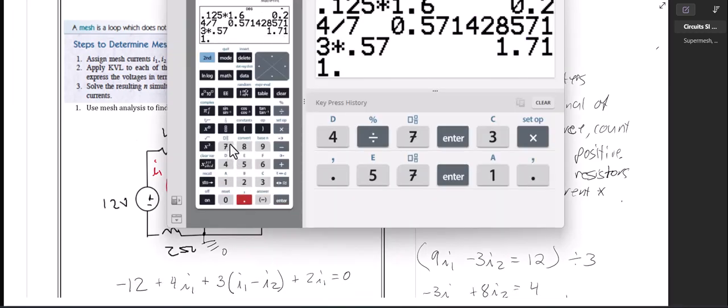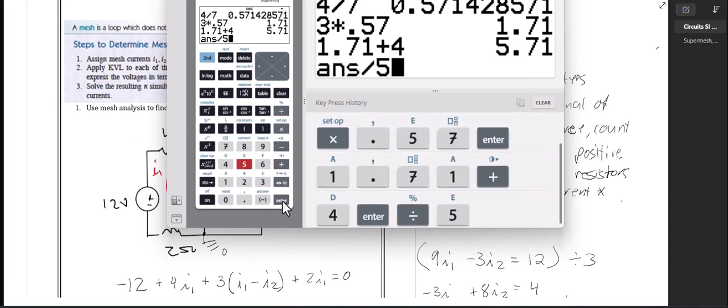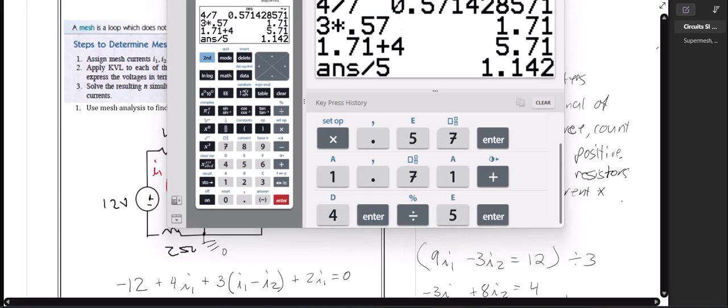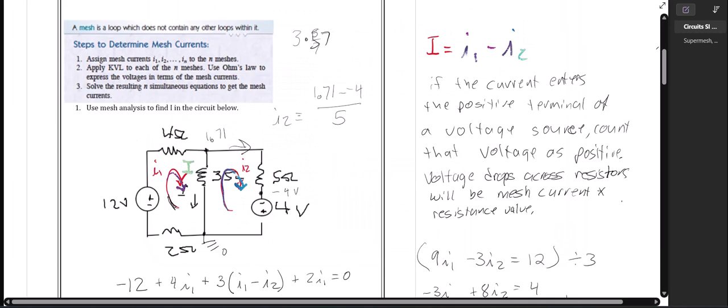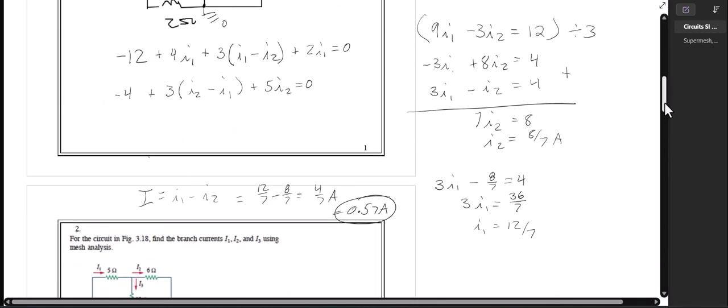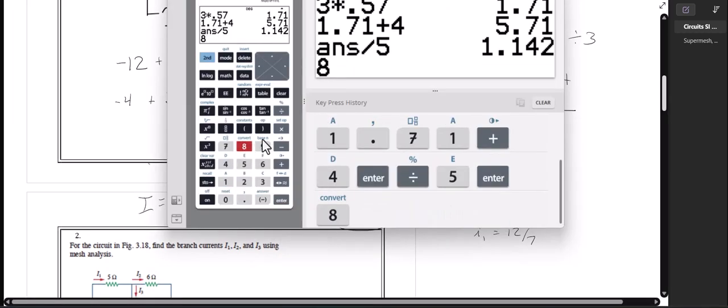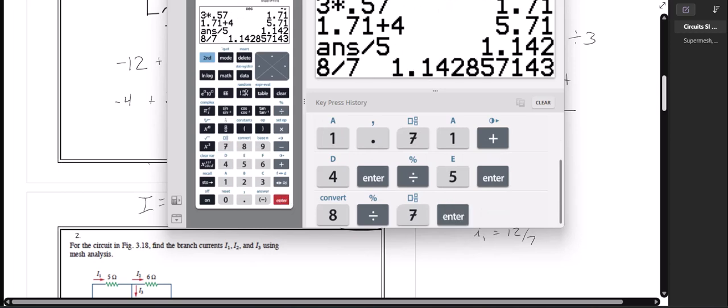So 1.71 plus 4 divided by 5. And then what did I say I2 was? 8/7. 8 divided by 7. Okay, there we go. So it did work. So that was just my little check for myself. I absolutely did not have to do that last part. That was just a way for me to verify that what I had done was correct.